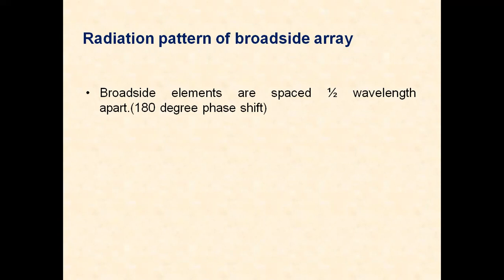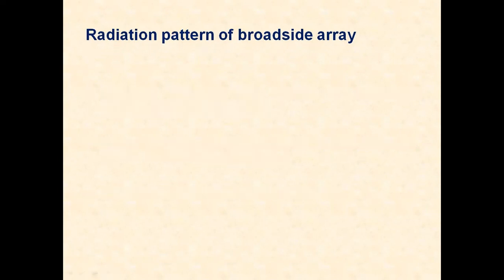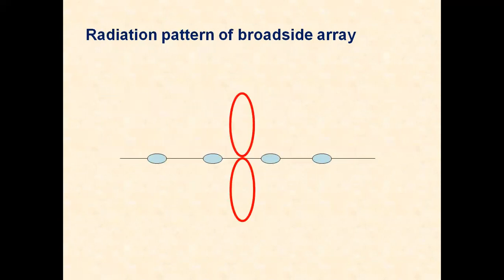Broadside elements are spaced lambda by 2 wavelength, that is a 180 degrees phase shift. In order to maintain a broadside radiation pattern, the fields of the elements are fed out of phase. Radiation from all elements is summed up at the end, and we will be getting the radiation pattern like this.